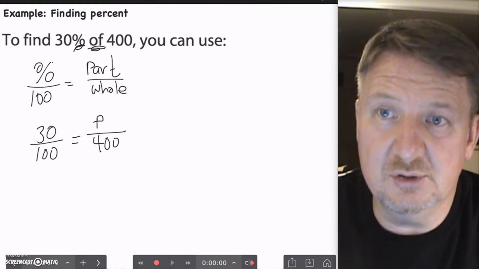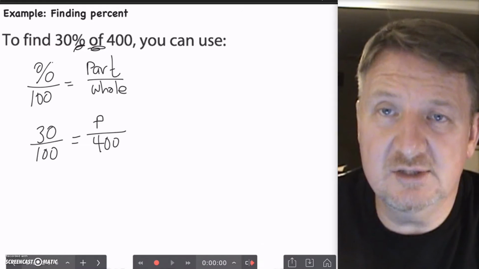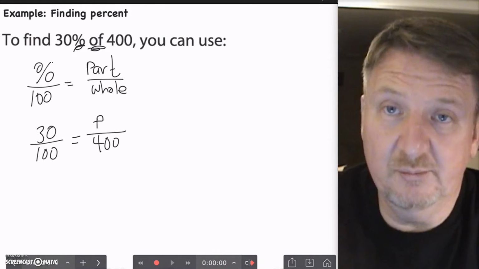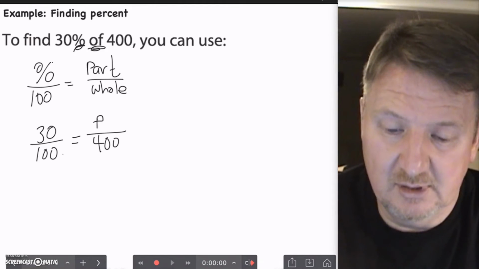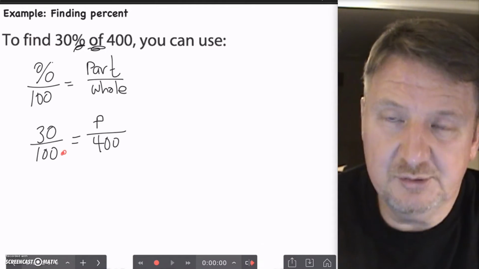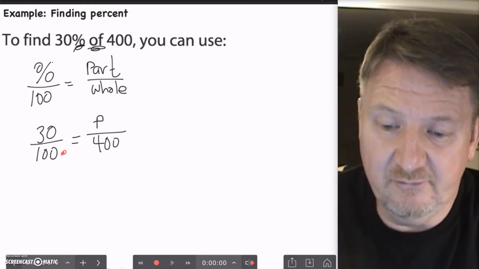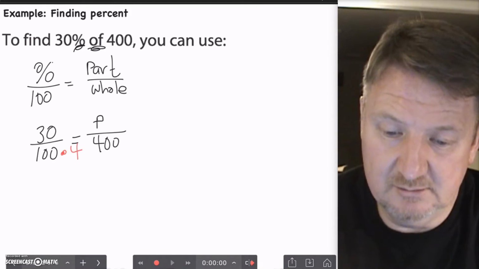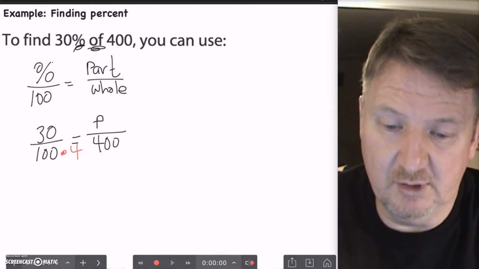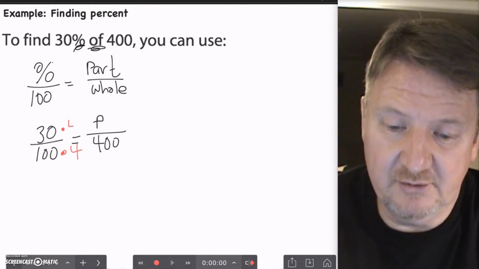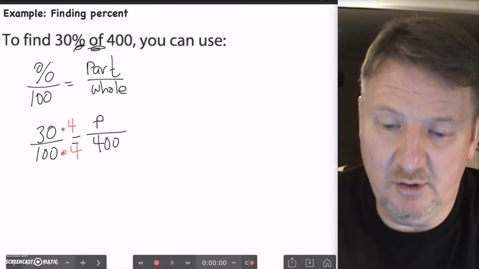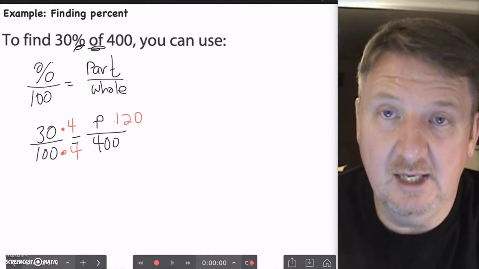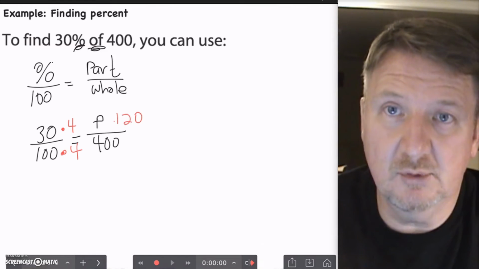Now that we got it set up, I'm going to show you two ways to solve it. The first thing we've been doing in class, you can say, what do I multiply or divide 100 by to get 400? Well, if you said 4, you'd be right. 100 times 4 is 400. So if I multiply 30 times 4, that'll tell me what the part is. 30 times 4 is 120. And guess what? Our part equals 120.